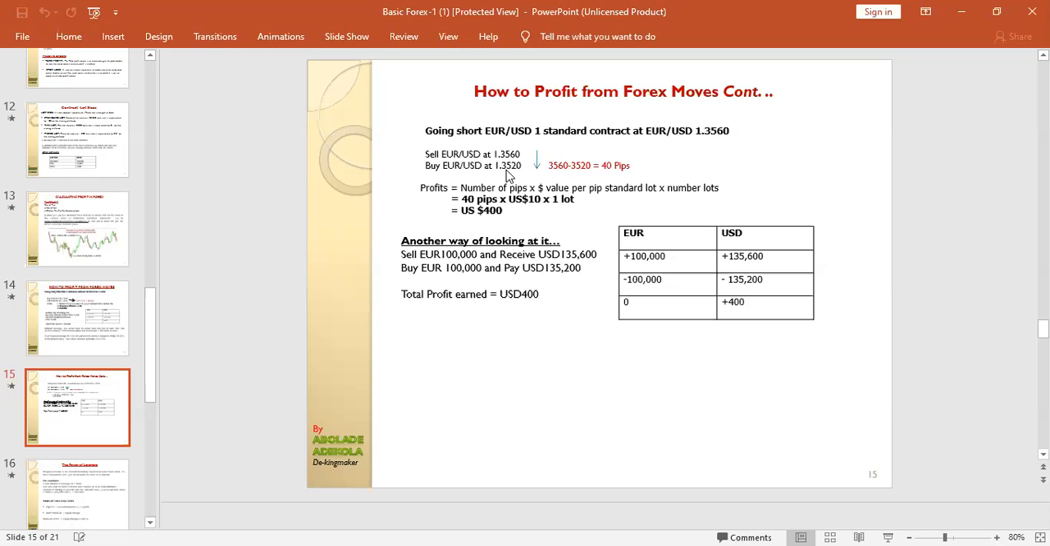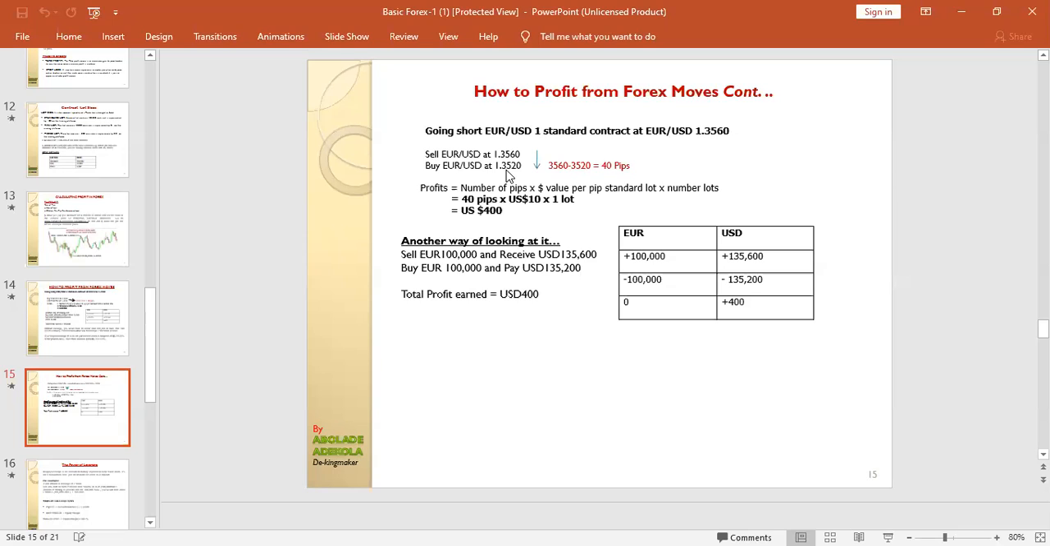If you sell any market, it is a must for you to buy it back to close that position. You cannot sell and sell forever. What do I mean by that? You cannot sell and sell forever.